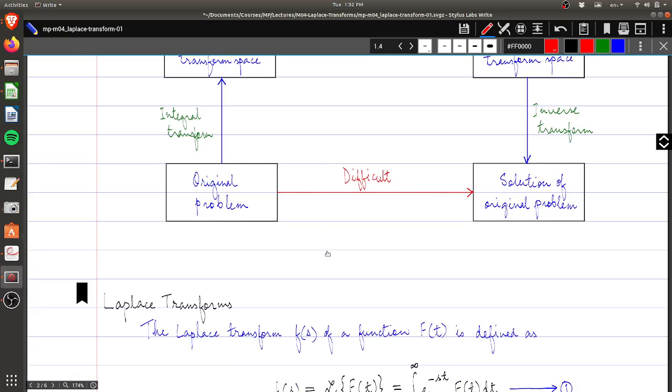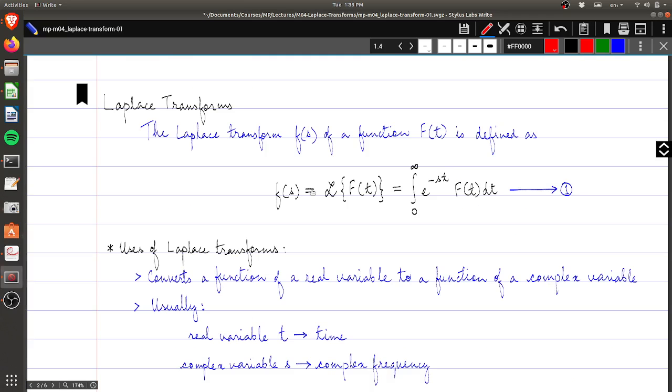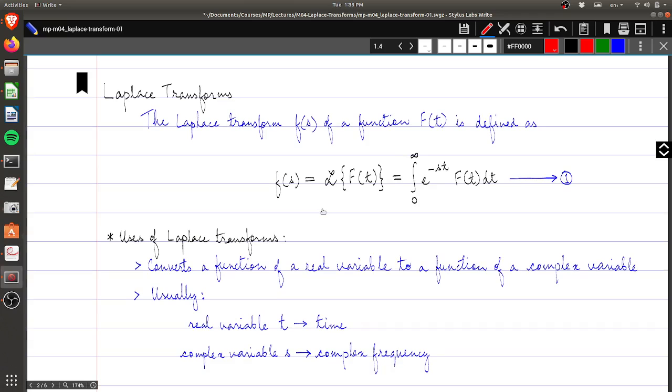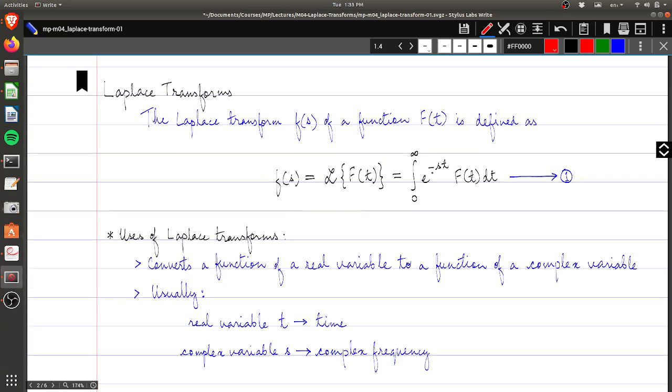The integral transform that we are interested in is called the Laplace transform. We have already seen how the Laplace transform is defined. The kernel function is e to the power minus st, the lower limit is 0 and the upper limit is infinity, and then we have some function f of t. When you evaluate this integral, whatever result you get will be a function of s. That is said to be the Laplace transform of the original function.